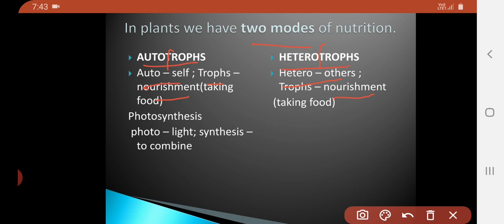Okay, which plants come under autotrophs? All the green plants. Yes, you have studied in your lower class how green plants prepare their food by the process called photosynthesis. Photo means light, synthesis is to combine. So in the presence of light, all the raw materials get combined and the food gets prepared. This process is called photosynthesis.